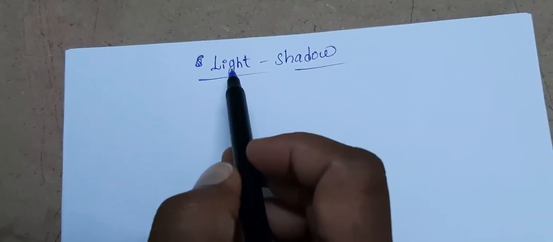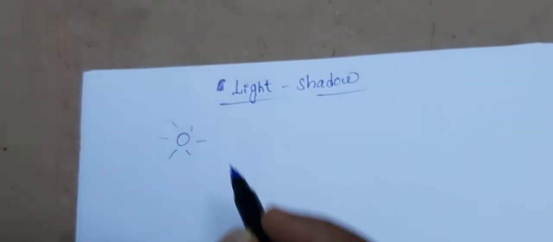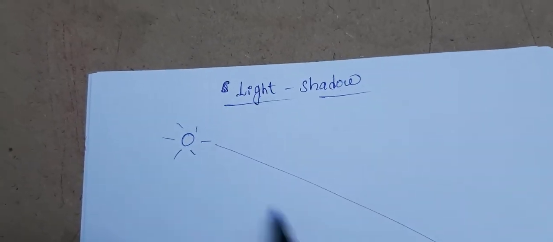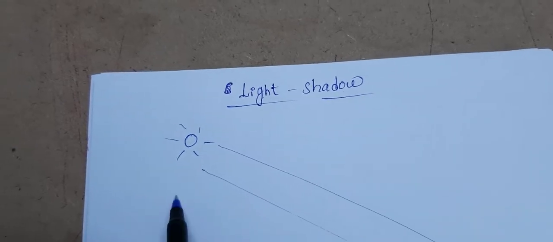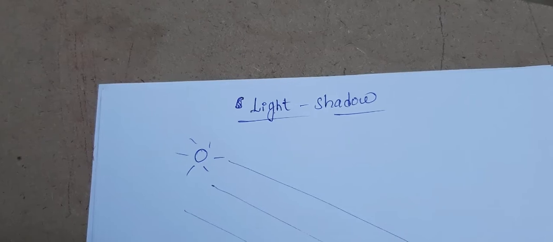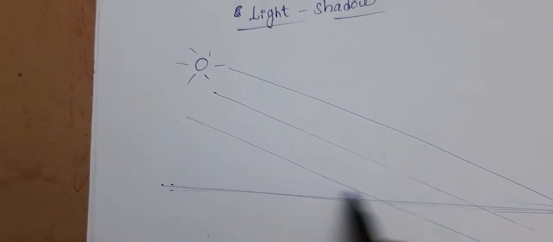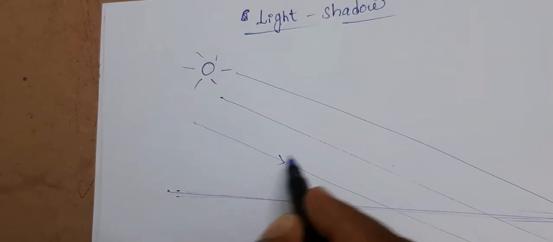Today we will discuss light and shadow questions. Light and shadow. This is the sun. So sun rays are parallel at any instance. We know this concept already. Suppose this is the ground, right? This is the ground, and these sun rays are parallel.